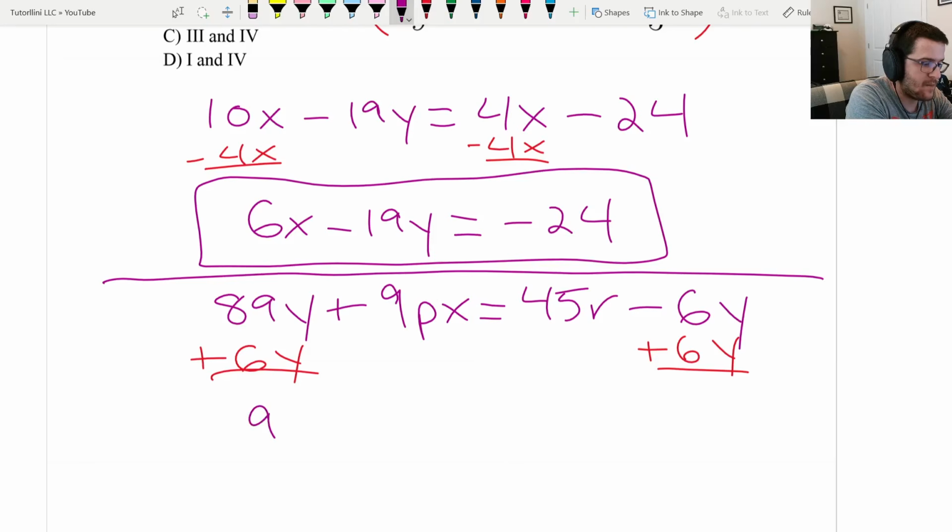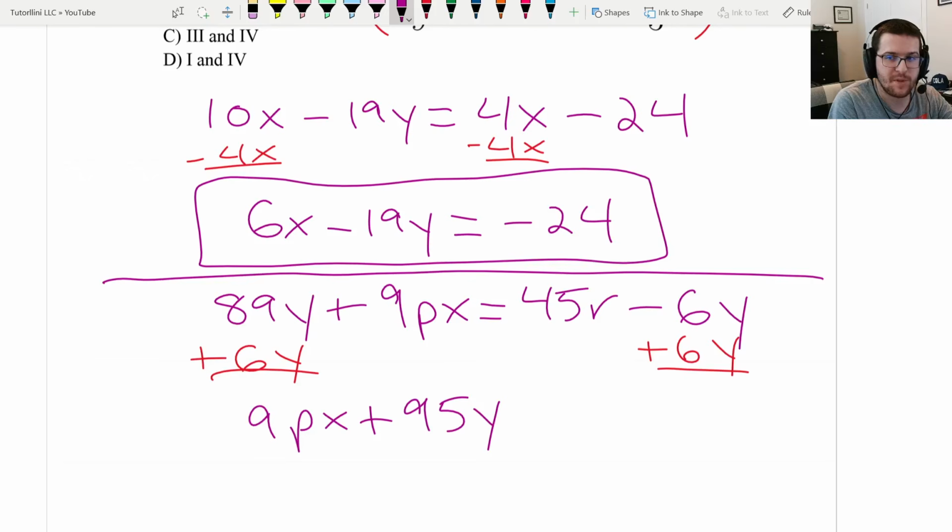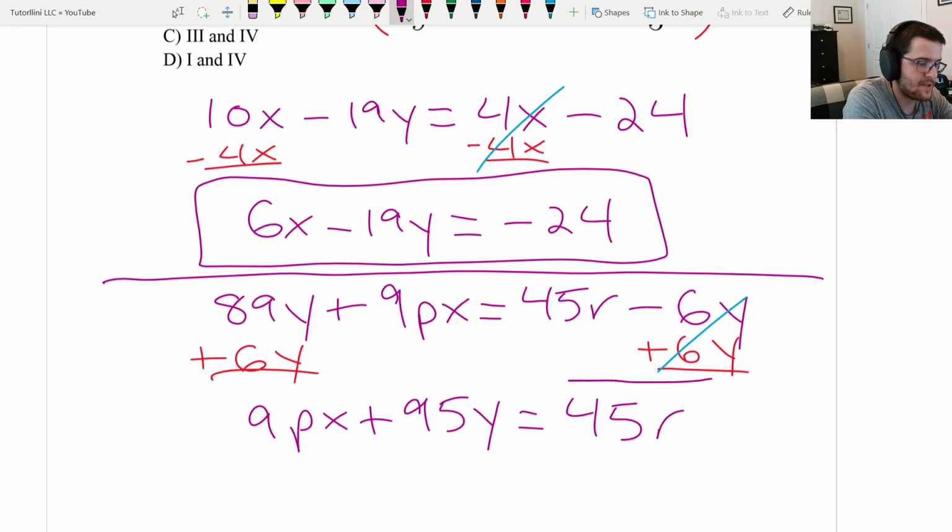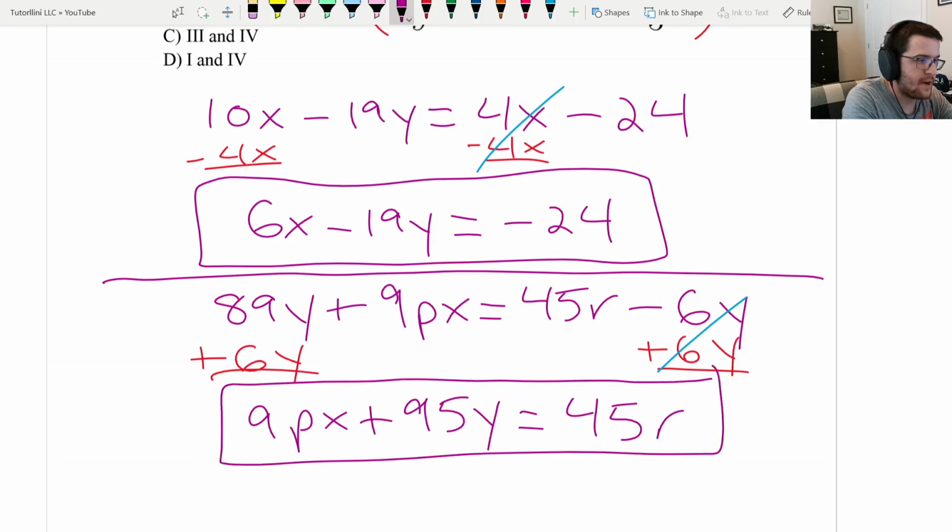And then while I'm at it, I'm also going to use the commutative property to change the order. Remember, ax plus by equals c. That's what we're going for here. And let's cross this out and cross this out. And we get 45r. And I think that one's good too. So now we're going to, again, circle the constants.